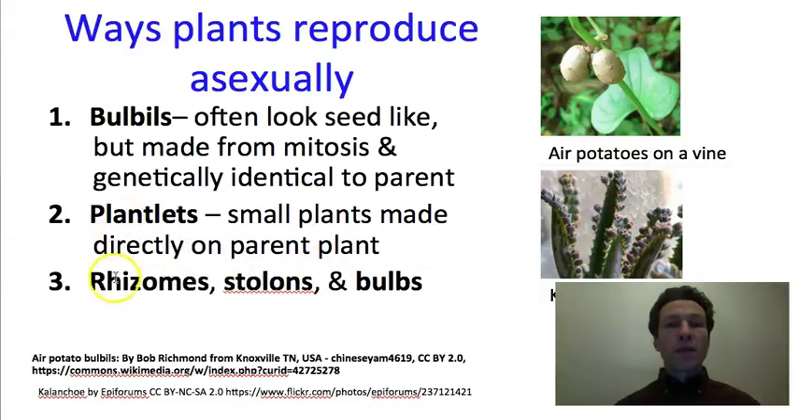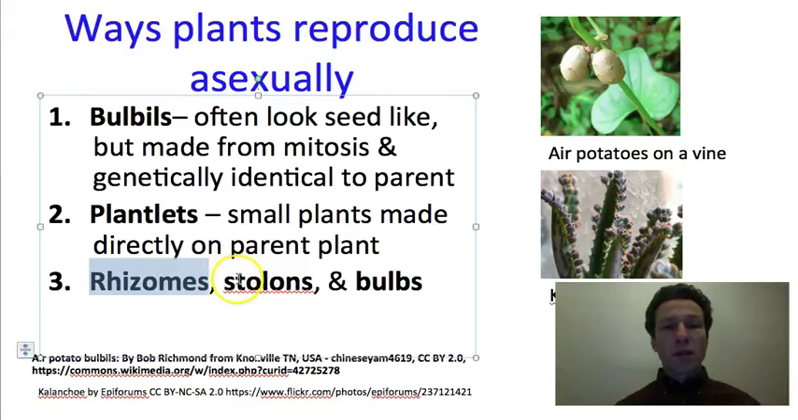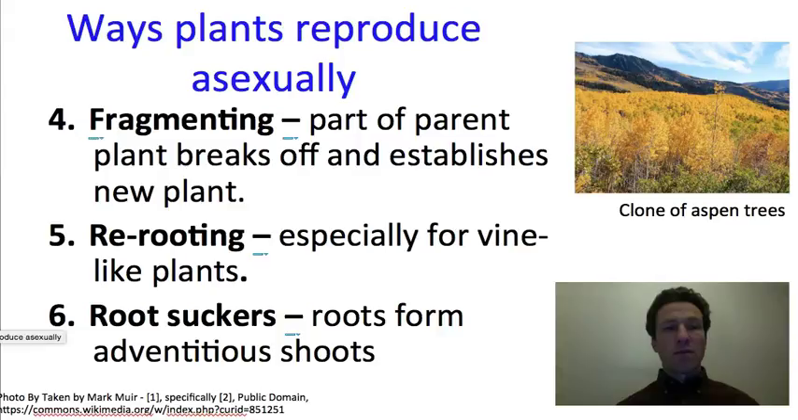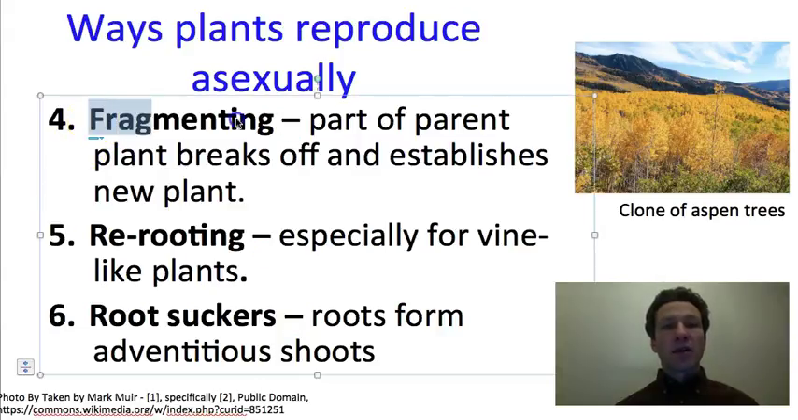So other ways that plants can reproduce asexually, we talked earlier in the semester about rhizomes, which are underground horizontal storage stems, stolons, which are above ground horizontal storage stems, as well as bulbs and things like onions and garlic. All of these can lead to asexual reproduction. Plants can also reproduce asexually by fragmenting. This literally means that part of the parent plant breaks off and establishes a new plant.